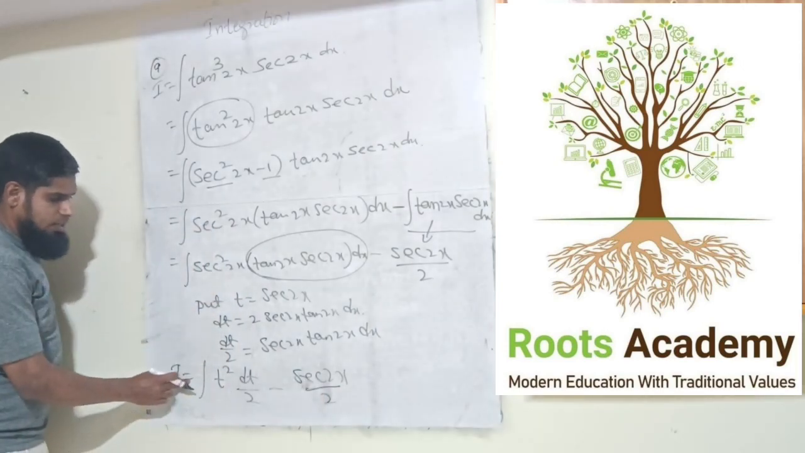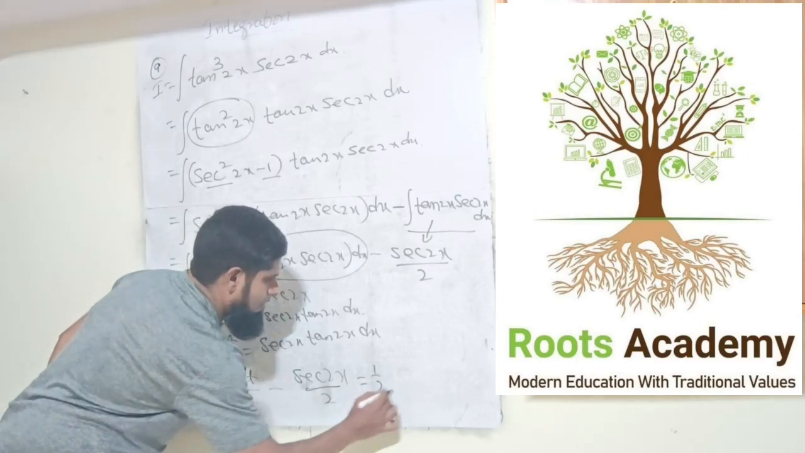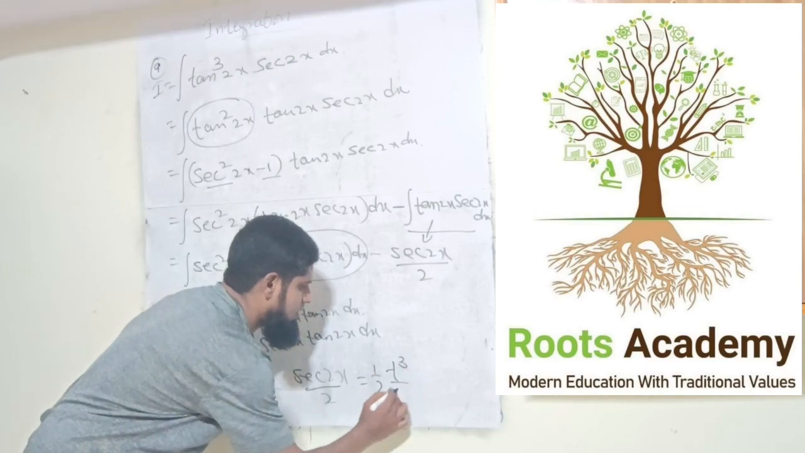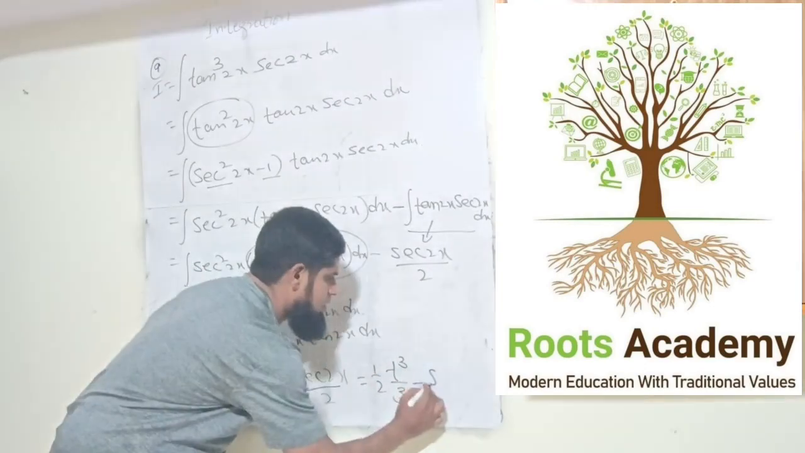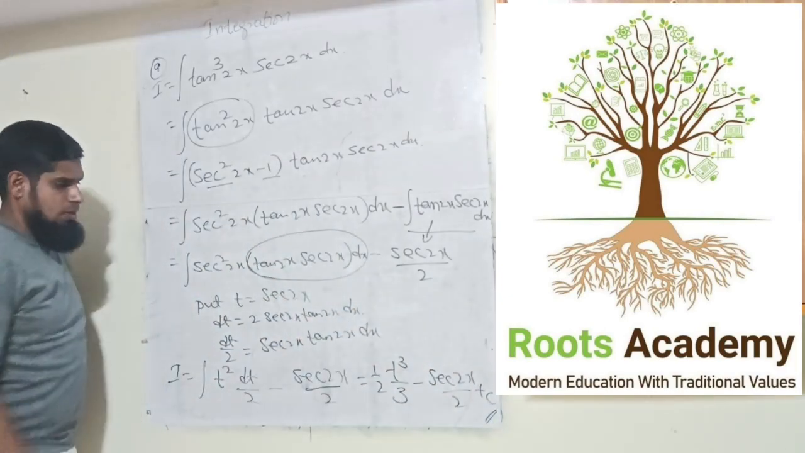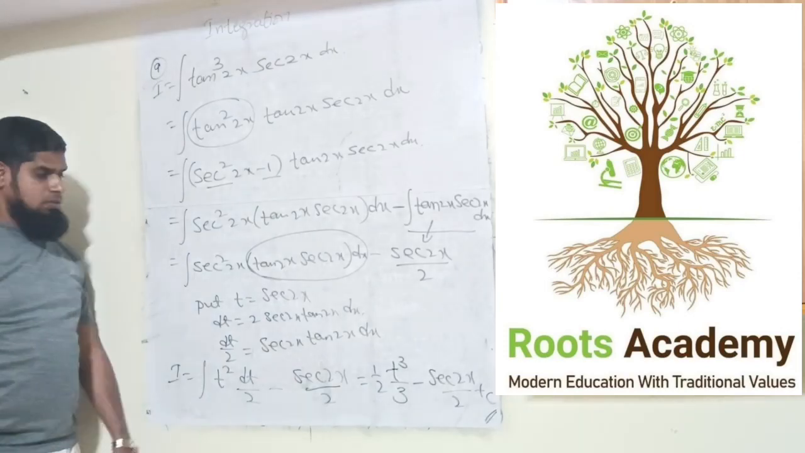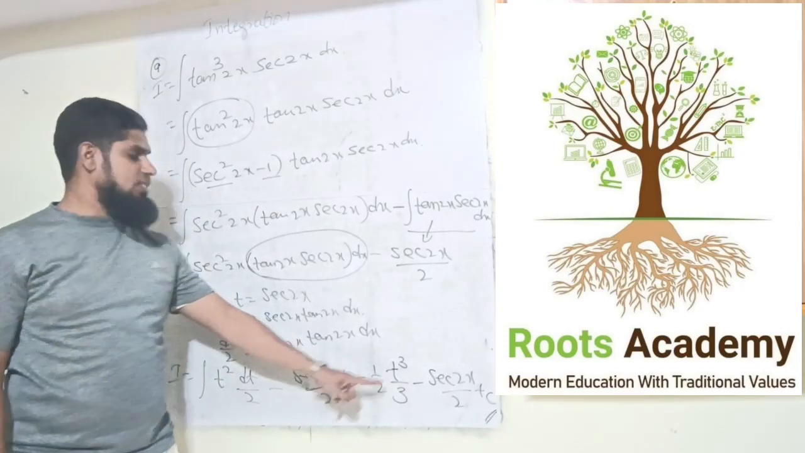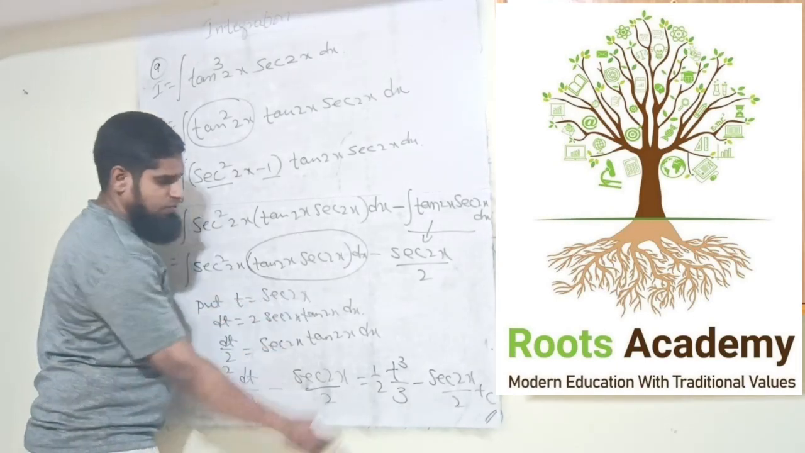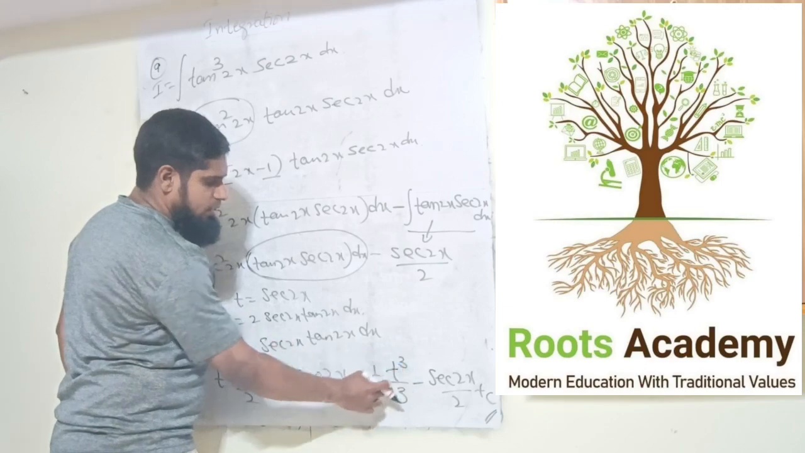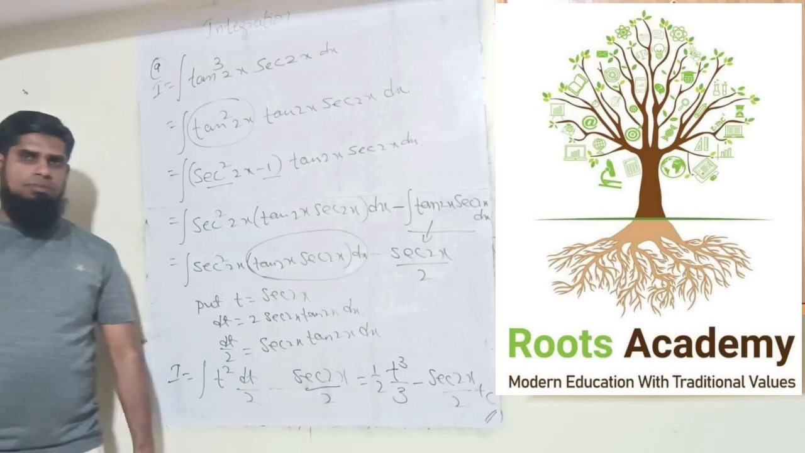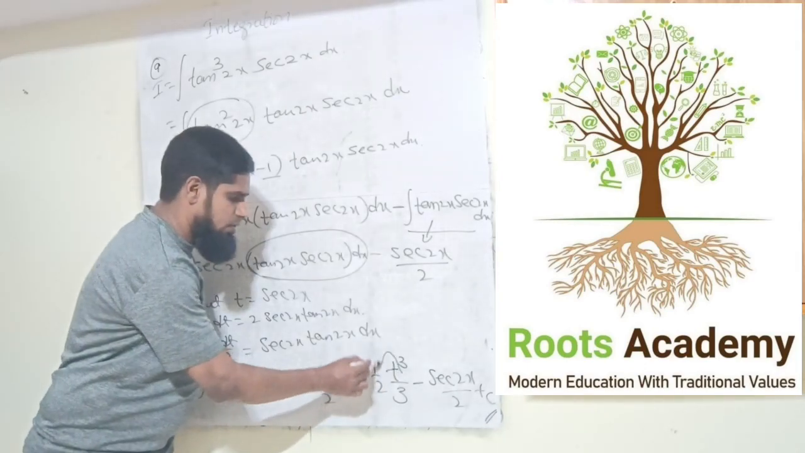Now I will take 1 by 2 outside. What is integration of t square? It is t cube by 3 minus secant 2x by 2 plus c. This is the answer. At the end we should substitute the value of t. What is t here? t is secant 2x. So the final answer is secant cube 2x divided by 6 minus secant 2x divided by 2. Only here we should substitute the value of t.